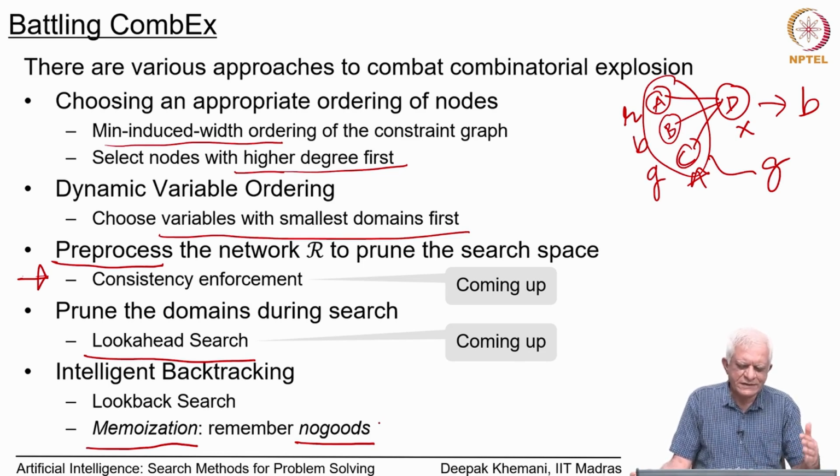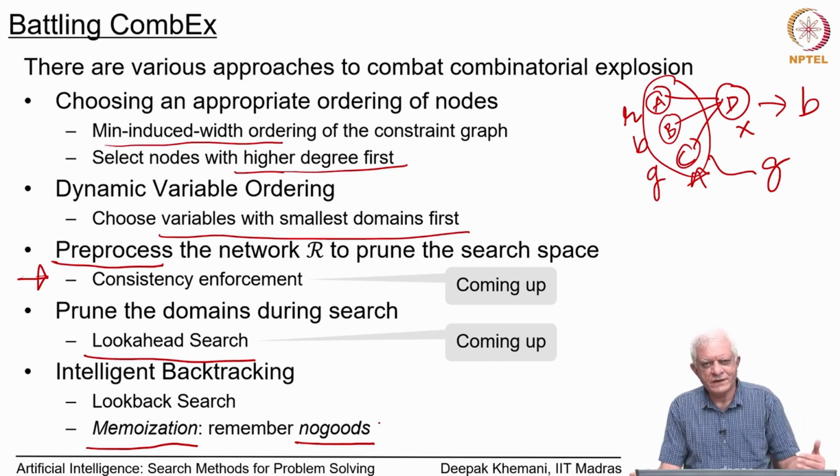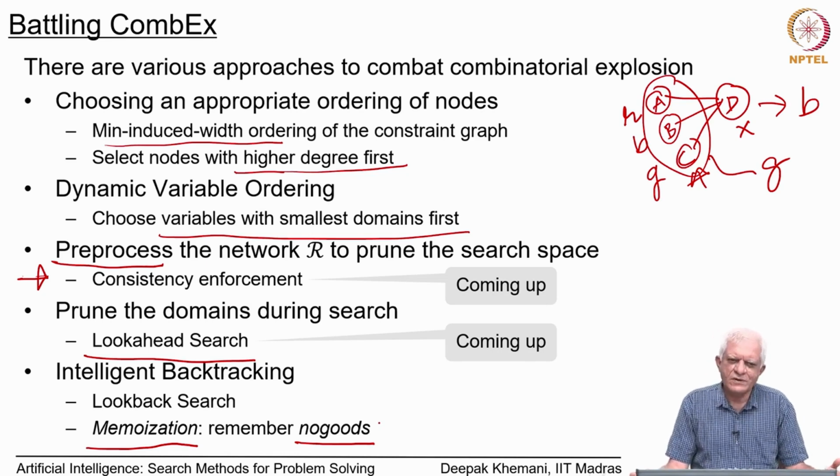So, essentially there are these different ways in which people try to fight this combinatorial explosion. One is to choose an appropriate ordering of the nodes. The other is to pre-process the network to do consistency enforcement. The third is to do consistency enforcement while you are searching, and the fourth are called look back methods, which we will not have time to go into.